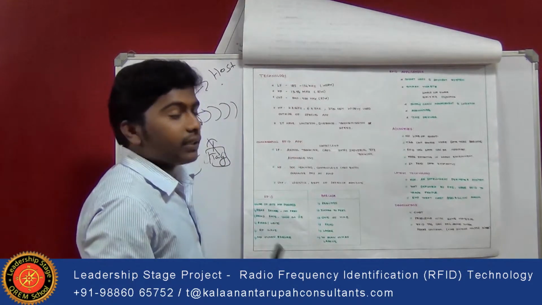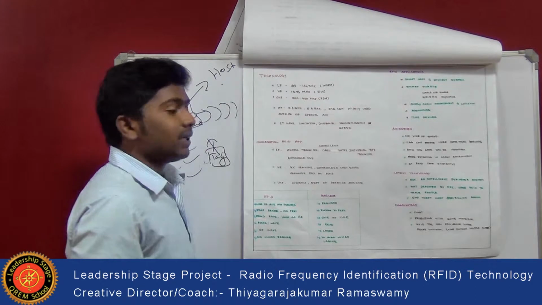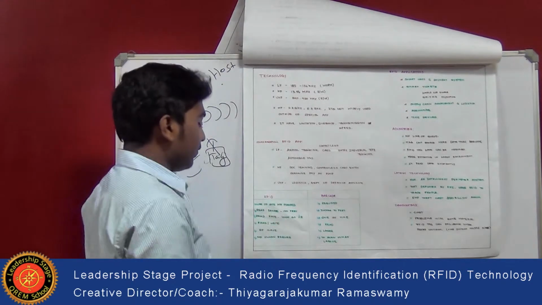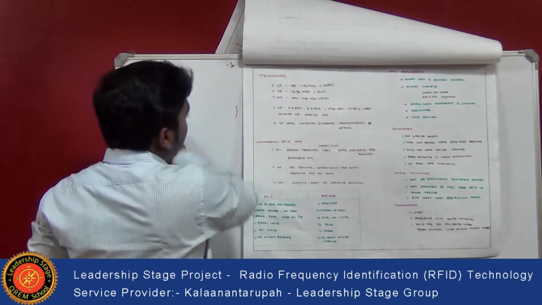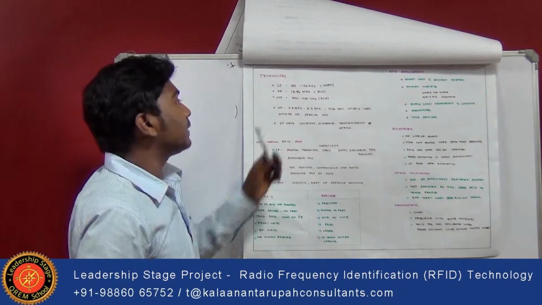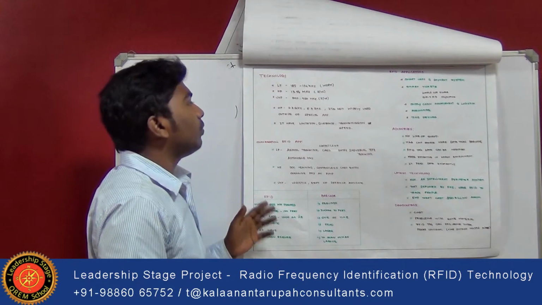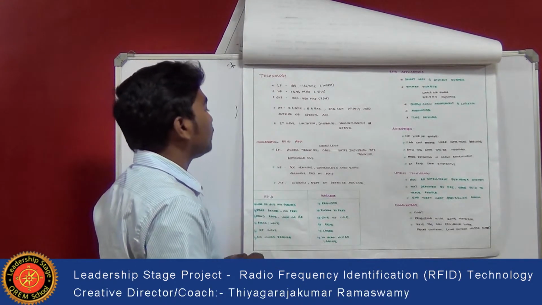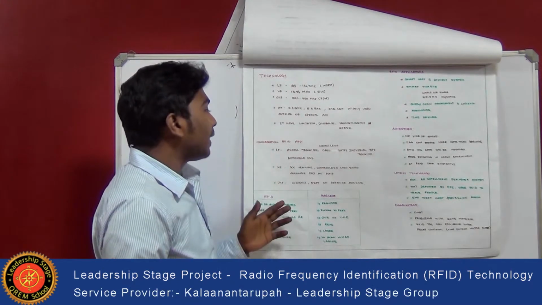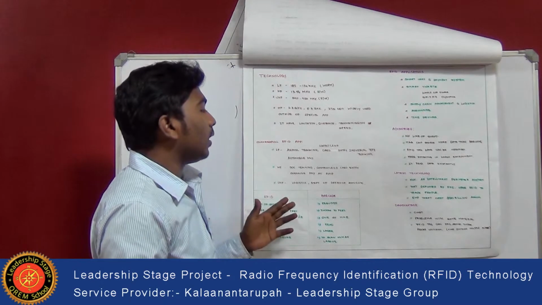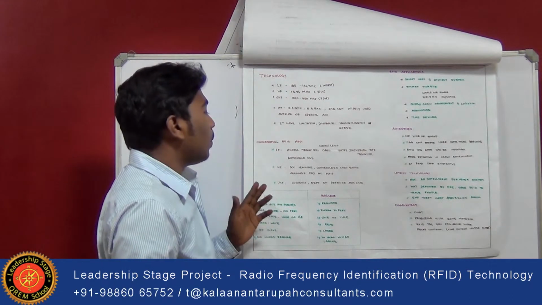According to the frequency used, the applications are classified. That is, low frequency, that is 125 to 134 kilohertz. That is a low frequency that is used for animal tracking, contactless cards, industry tracking, and mobile keys.